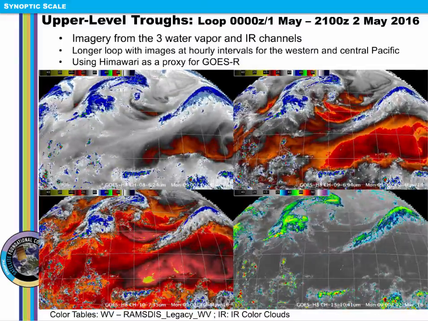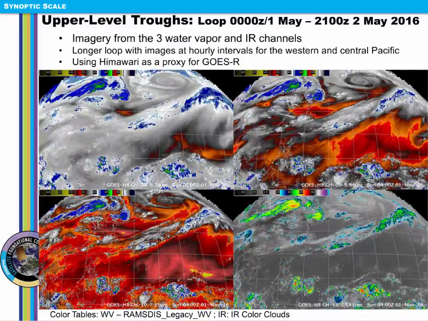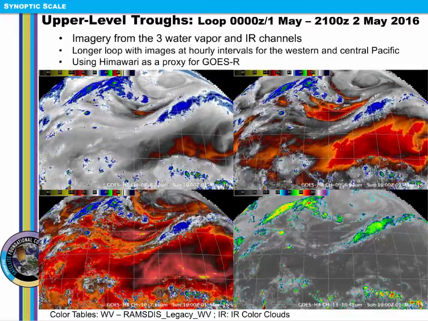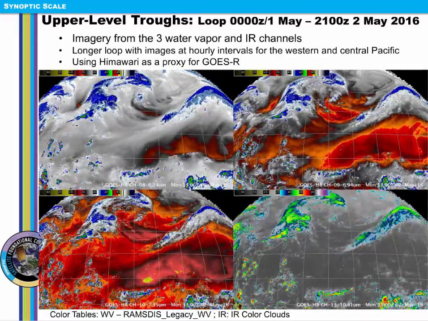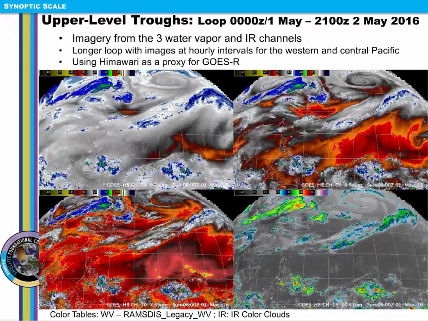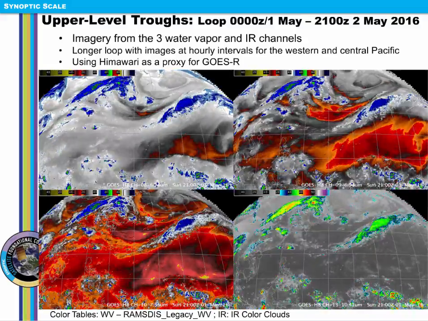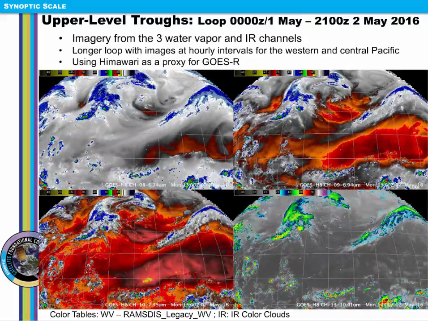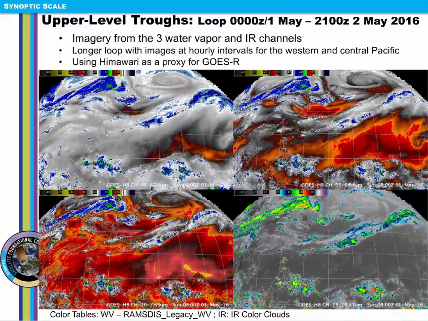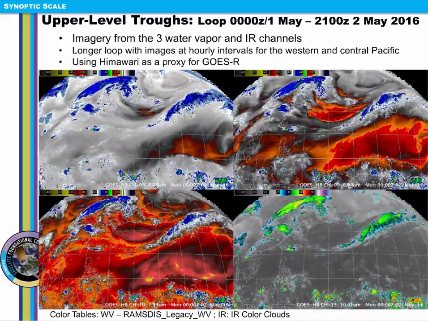We have zoomed out a little and again use a loop of Himawari imagery as a proxy for GOES-R and a 4-panel display that features the 3 water vapor channels that will be on GOES-R, as well as an IR channel, similar to what we now have on GOES. This loop extends over a longer period, so we have chosen to look at imagery at hourly intervals.